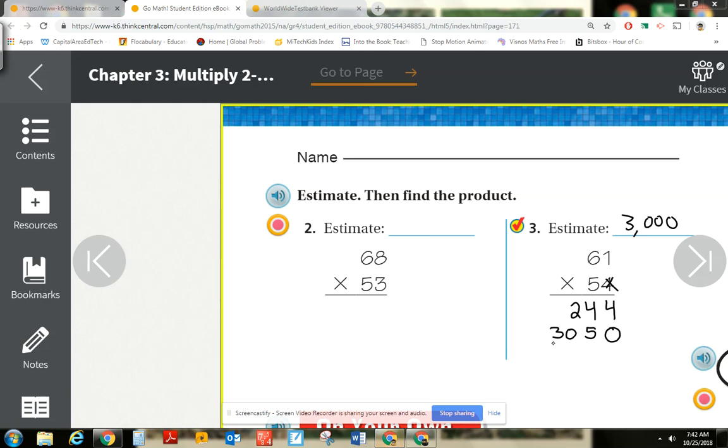3,000. And there's my 3,000. I'm going to add them together. I get 4, I get 9, 2, 3. 3,294 is my exact answer, and that makes sense. That's pretty close to my estimation of 3,000.